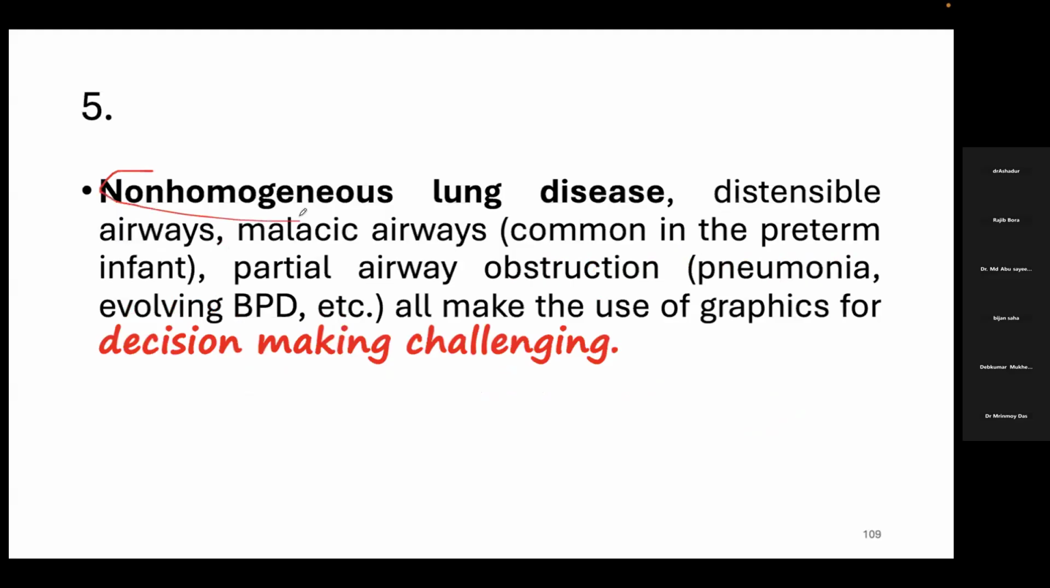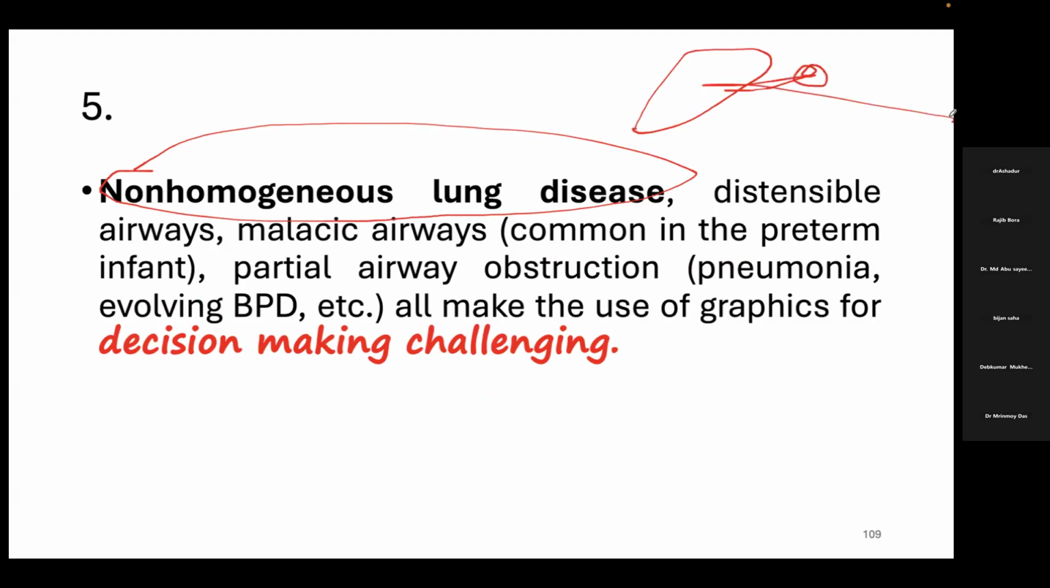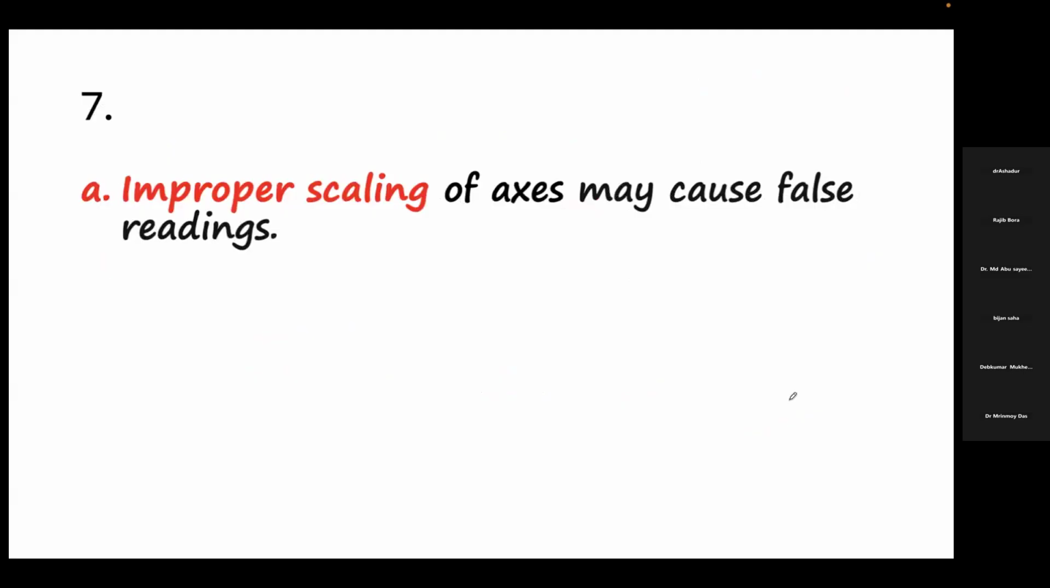Again, non-homogeneous lung disease is very common in neonates. In those sorts of situations, or in atelectatic airways, graphs may differ, or we may not know which part of the lung that particular graph is representing. So that is another important point that we need to keep in mind.